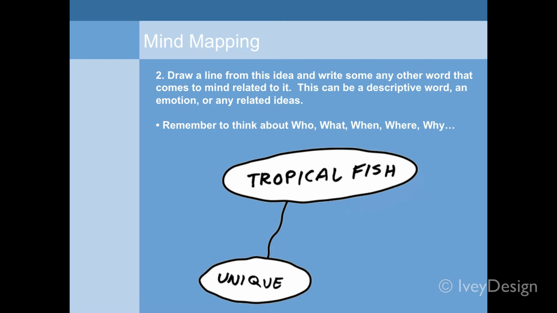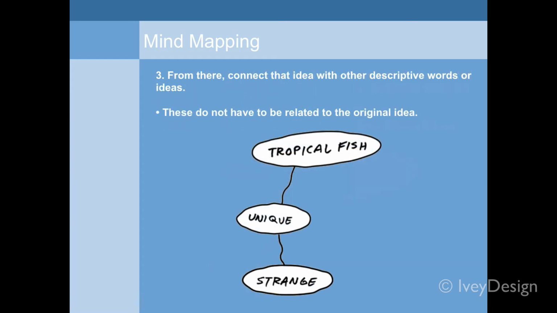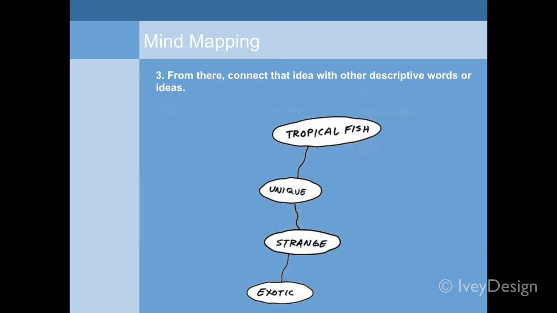So in this case, we had tropical fish as our main idea. Well, tropical fish makes you think that they are unique. From there, connect that idea with other descriptive words. So from unique, it means strange. Keep in mind, these other words don't have to be related to your original idea. The point of it is you're going to be branching off. So from tropical fish to unique to strange to exotic, connecting it one word at a time.